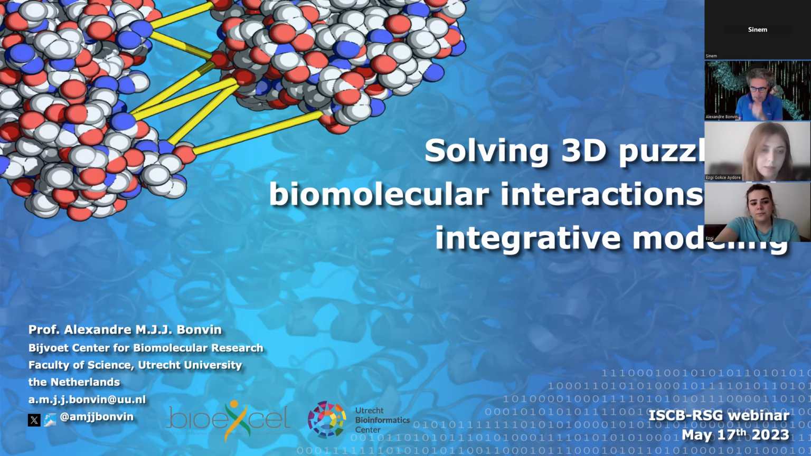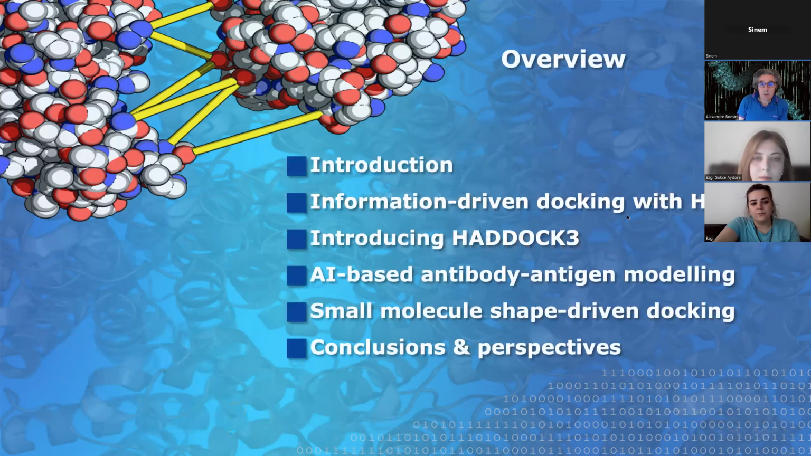So I'm going to speak about the work that we are doing in Utrecht in my group, which is about solving 3D puzzles. So we are trying to model interactions between biomolecules at the atomistic level. I'm going to give you a short introduction on the topic and then explain how we are doing this kind of modeling using Haddock, a software that we have been developing for more than 20 years now in my group. I'm going to show you the new directions that we are heading to in a new version of the software. And then I'm going to go into some application examples.